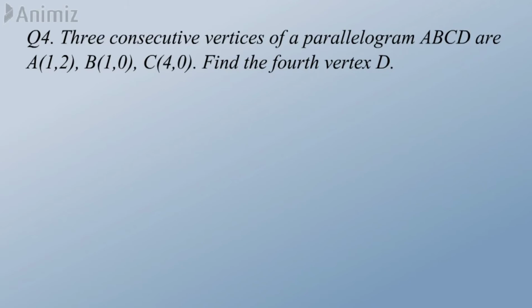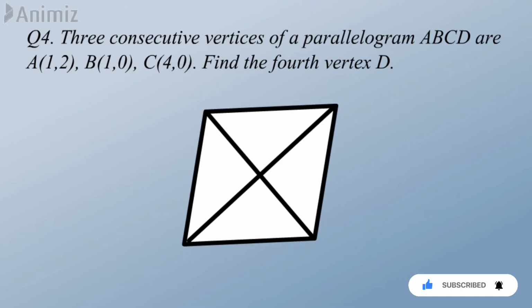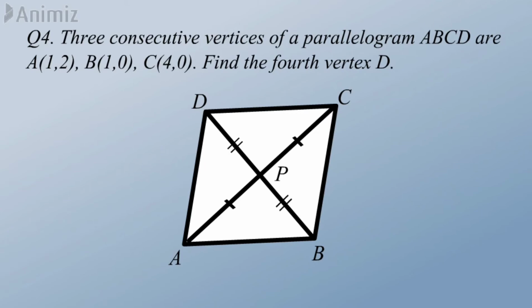Students, let's solve one more sum. Three consecutive vertices of a parallelogram ABCD are A coordinate 1, 2, B coordinate 1, 0, C coordinate 4, 0. You are asked to find the coordinates of the fourth vertex. First consider the parallelogram and draw its diagonals. Now see, in the figure ABCD, both the diagonals intersect at P. And you know the property of the parallelogram, the diagonals bisect each other. So P is the midpoint of diagonal AC as well as diagonal BD.